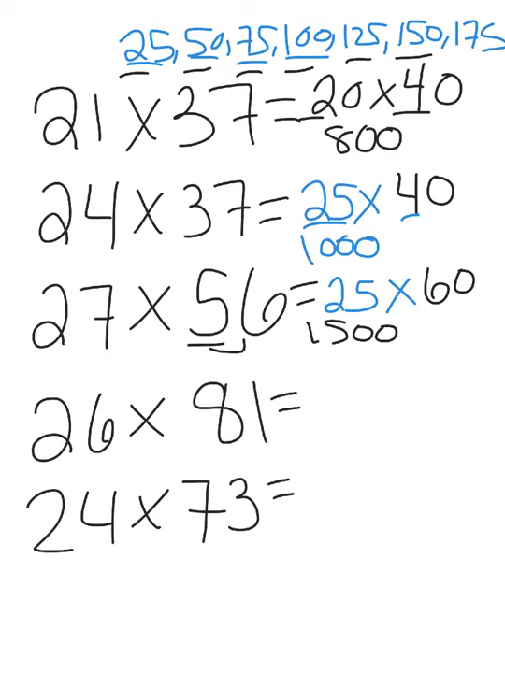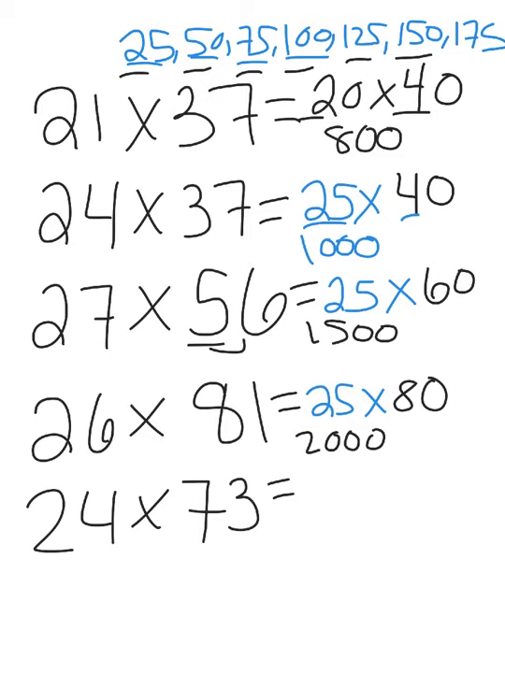For the next one, we have 26 times 81. Well, 26 is definitely closer to 25, and 81 would round to 80. So if I count by 25s 8 times, we have 25, 50, 75, 100, 125, 150, 175, then 200. I would get 200 and then add my extra 0.